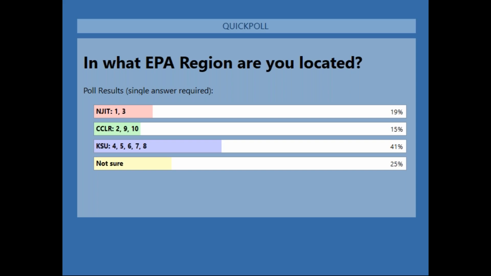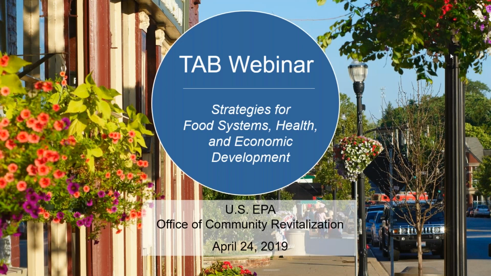We'll do a couple other polling questions throughout the presentation. But without further ado, I'm going to pass the baton to Chitra Kumar, Director of the Federal and States Division for EPA's Office of Community Revitalization, and she's going to share with us some excellent information about their work. Chitra, take it away. Thank you so much, Sarah, and thank you to the TAB family for allowing us to be here today and present about the Office of Community Revitalization and our programs.